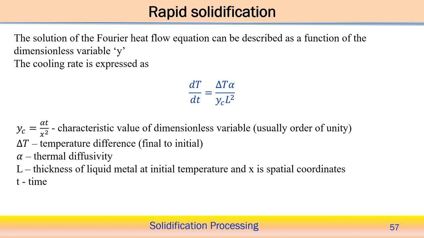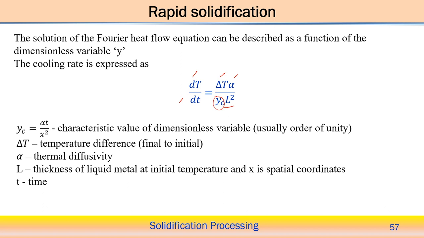Now further we can look into this. If we follow the solution of the Fourier heat conduction equation, and we define some dimensionless variable y, the cooling rate can be calculated like this. So, dT by dt, the rate of temperature change, is associated with the temperature difference, thermal diffusivity alpha, and yc the characteristic length. L is also the thickness of the liquid metal at the initial temperature, and x is the spatial coordinate. If you perform some experiment, what can be the thickness of the liquid metal when it is following the rapid solidification process, and t is the time.